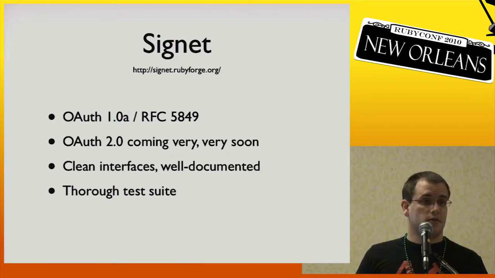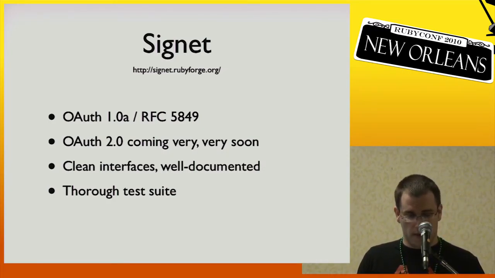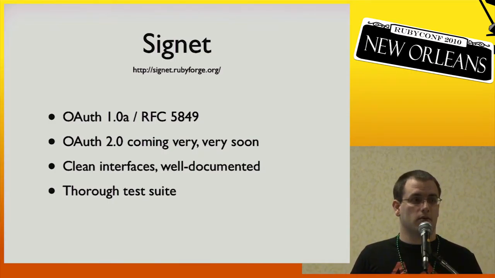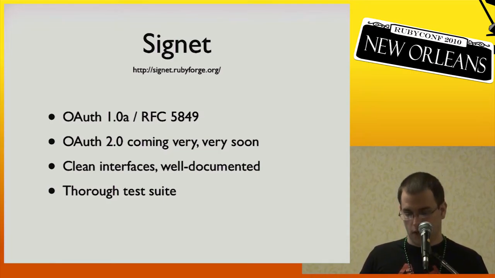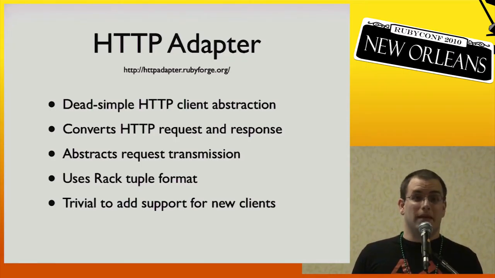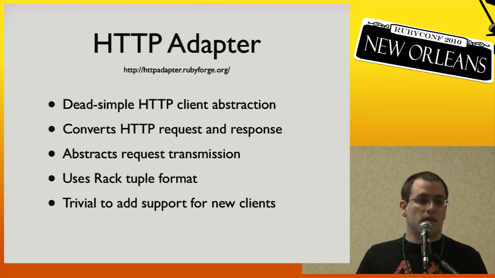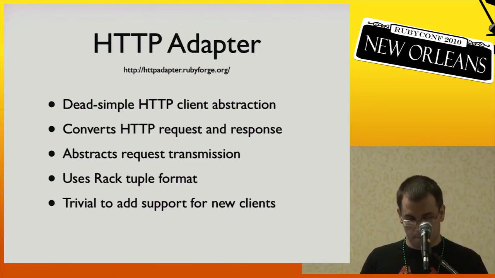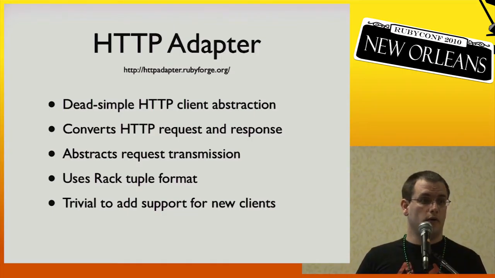It's really clean. The interfaces are very tight, well-defined, well-documented. We have an extremely thorough test suite. We're making sure that we really test this thing and make sure that we aren't having regressions or any crazy stuff going on. The HTTP adapter is really, really simple. It's like three methods. It essentially uses the Rack tuple spec for representing responses, and then a quad tuple for requests, which is very similar to the format. Adding support for new clients is really, really easy. It's like one new class and you're done.